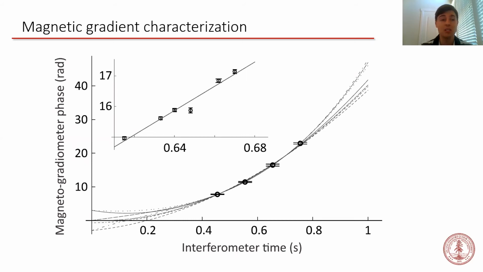The phase difference is much larger than 2 pi, so we determine the scale of the phase difference by taking measurements with small timing offsets as shown in the inset. The curves are various low-order polynomial fits, which we use to extrapolate the average magnetic gradient and the uncertainty to 955 milliseconds, the interferometer time used in the EP test. This technique allows us to measure and subtract the differential phase induced by the magnetic field.